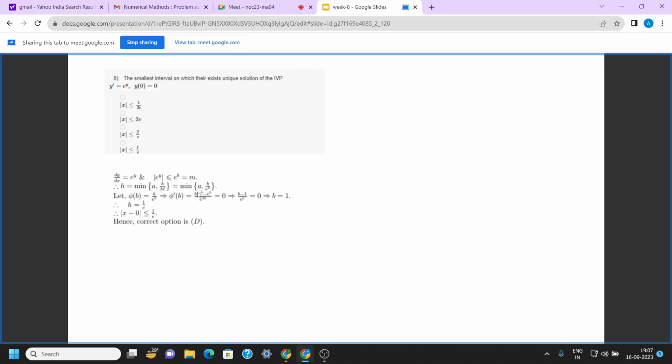Now we have to find the minimum of both of these. So let's find at which value of b we will get the maximum value of b by e power b, or the optimum value. So let us consider this as a function of b. Let phi of b be equal to b by e power b. I hope it's clear till h is equal to the minimum of a comma b by e power b. Till this step, is it clear to everyone?